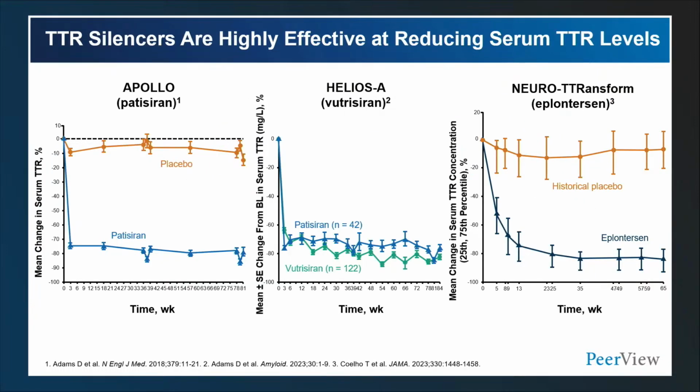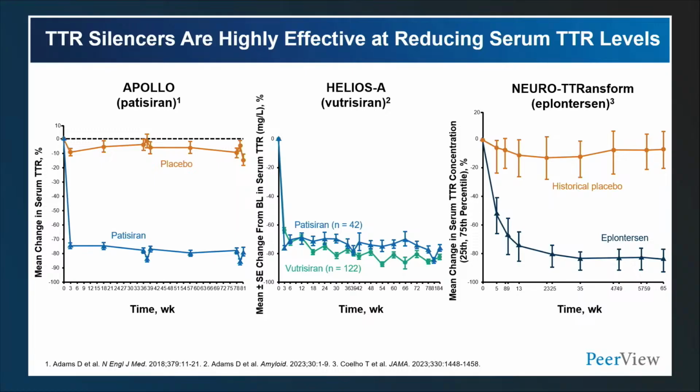So let's first start talking about the silencers. These are going to be either small interfering RNA molecule or antisense oligonucleotide. So patisiran and vutrisiran are the siRNA and the eplontersen is the ASO. And as you can see here, they dramatically reduce the circulating TTR in the blood by about 80% on average. So anywhere between 70 to 80% with these drugs, and pretty rapidly.